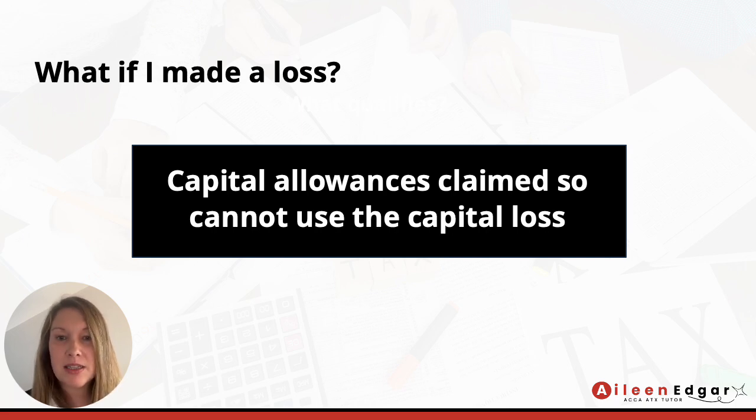Think about it from HMRC's point of view. They've already let you have capital allowances on that asset. That gives you tax relief against your profits. They're not happy about then you also getting to use a capital loss to reduce any chargeable gains that you might have made and would otherwise be getting taxed on.